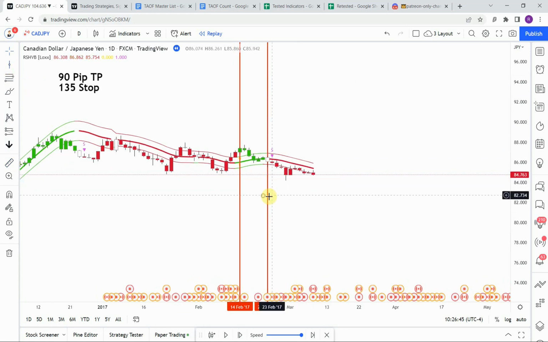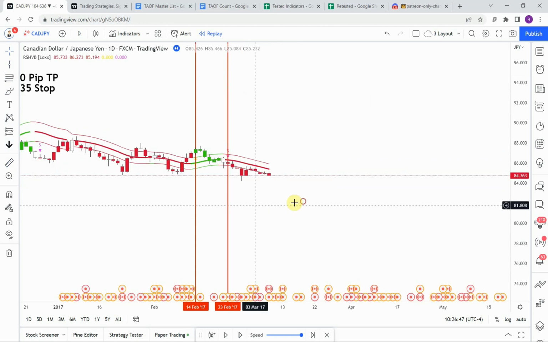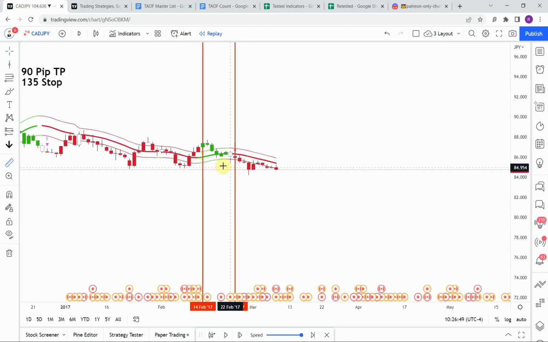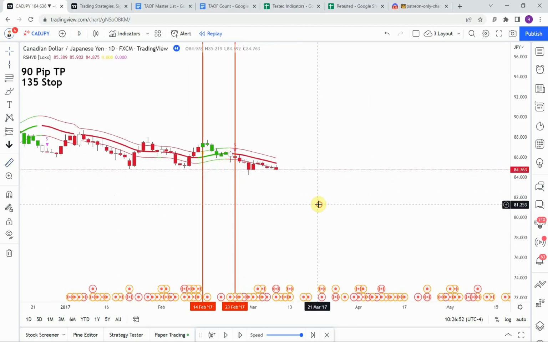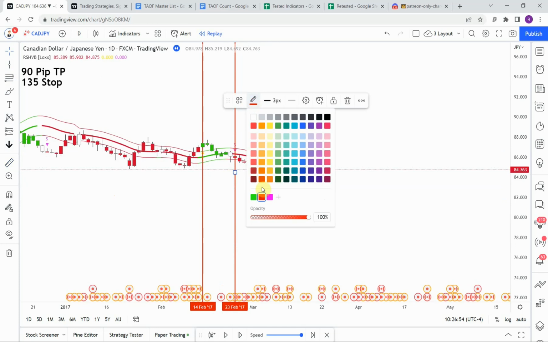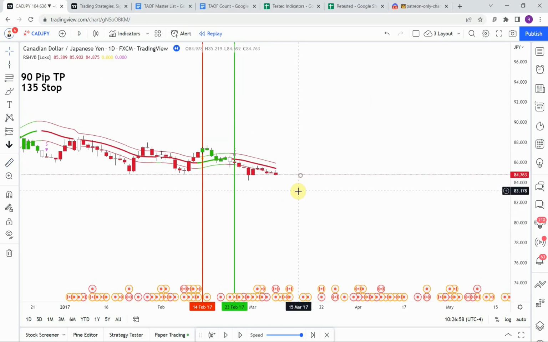We then pick up a short over here shortly after, no pun intended. And then we get a nice push to the downside there. That one does get us to our take profit. Let's go ahead and continue on.